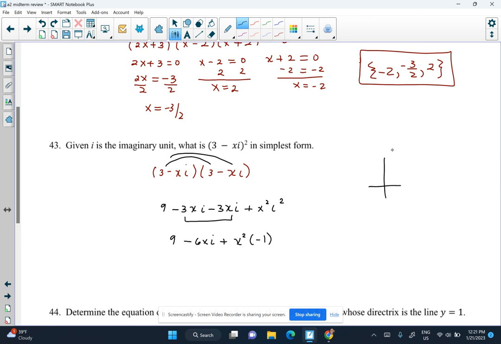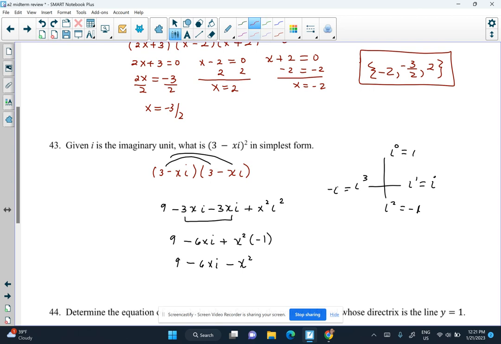Think back to that i clock. i to the 0 is 1. i to the first is i. i to the second is negative 1. And i cubed is equal to negative i. So this becomes 9 minus 6xi minus x squared.